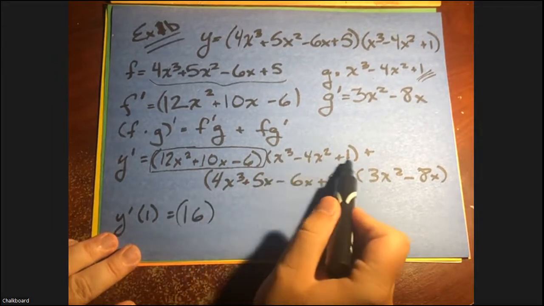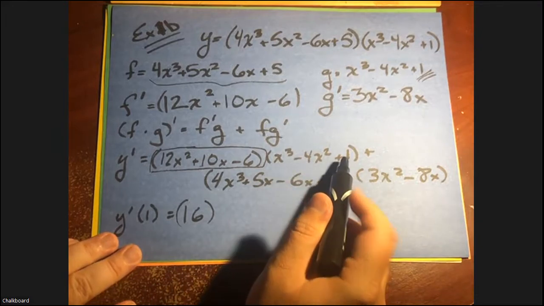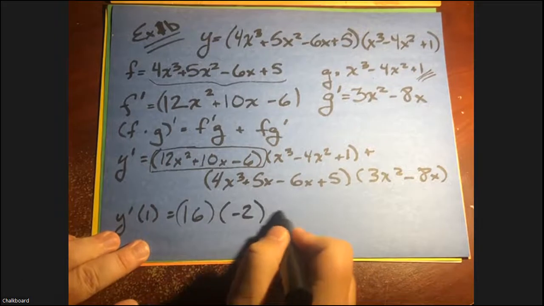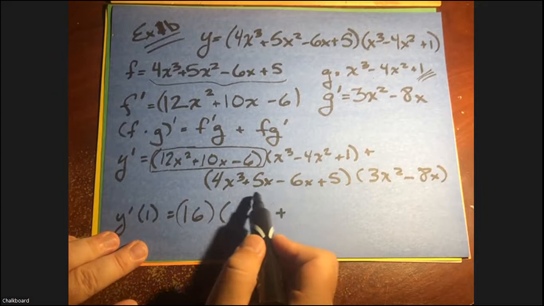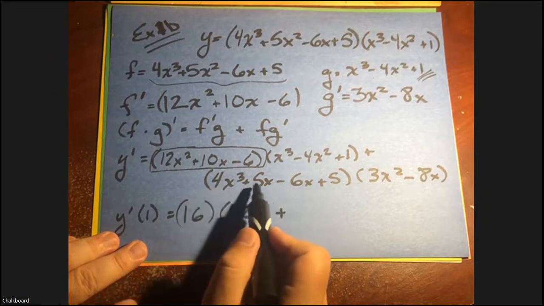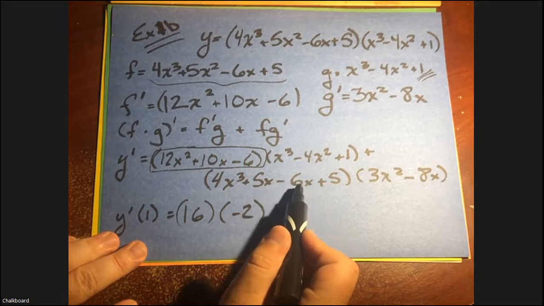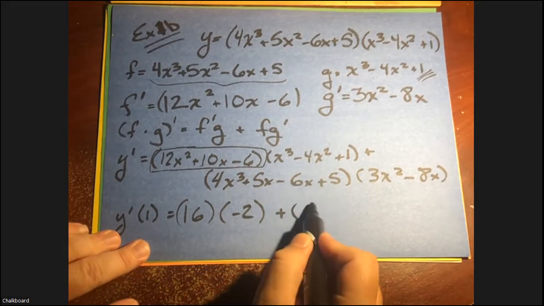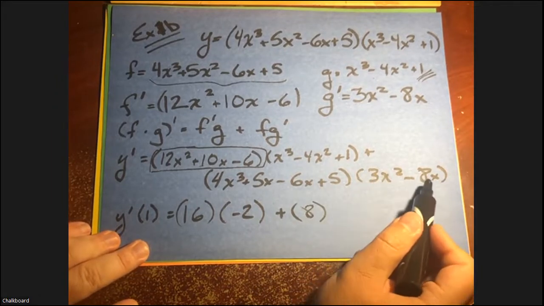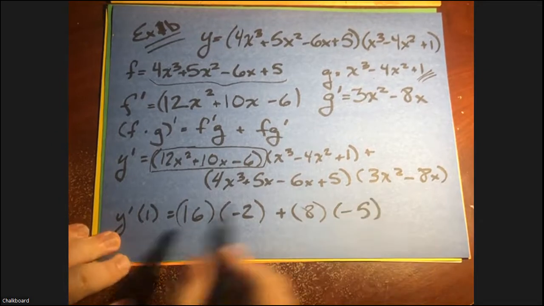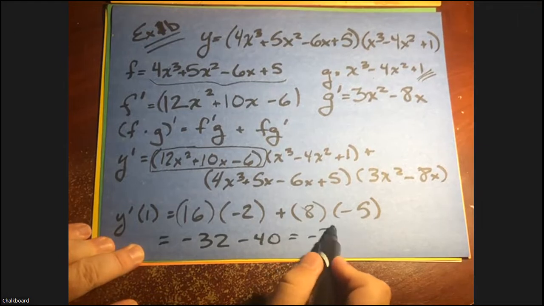Here, if I put 1s in every position, I get 1 minus 4 plus 1, which is negative 2. Here, if I put 1s in every position, I'm going to get 4 plus 5, that's 9, plus minus 6, that's 3, plus 5, that's 8. And if the x was 1, this whole expression would just be 3 minus 8, which is negative 5. That would be negative 32 minus 40, that's negative 72.